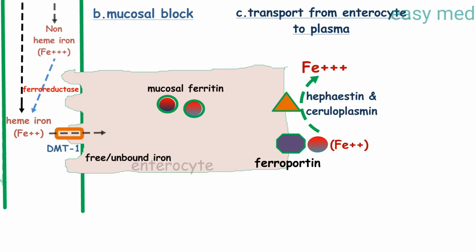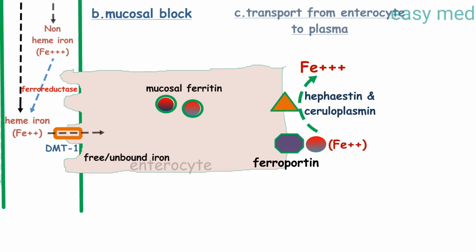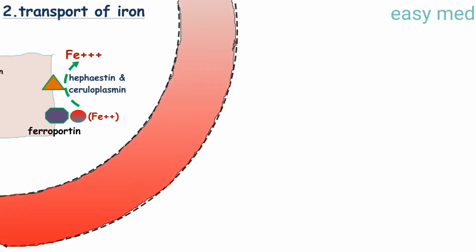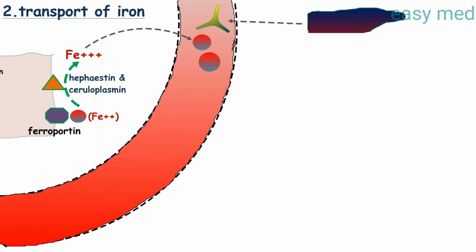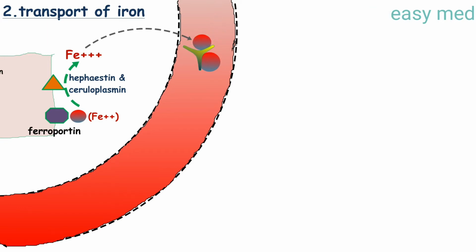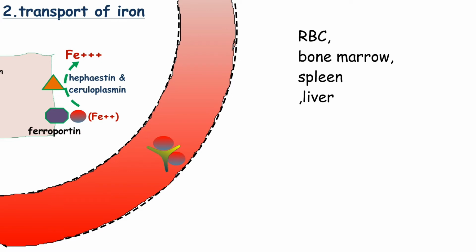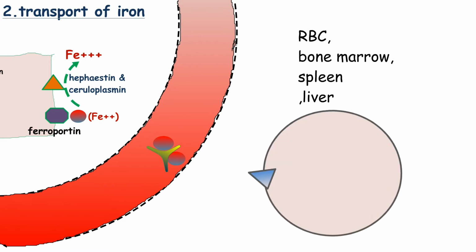Now, moving on to transport of iron. From plasma, iron goes to circulation. In circulation, transferrin is present, which is synthesized by the liver. In circulation, the absorbed iron is trapped by transferrin, which carries iron to the site of utilization and site of storage. Target cells like RBC, bone marrow, liver cells and spleen express transferrin receptors like TfR1 and TfR2.